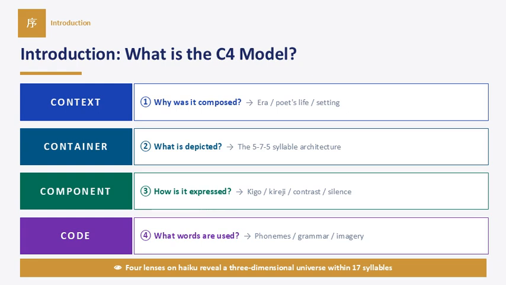Context asks why it was composed. Container examines what is being depicted in the 5-7-5 syllable structure. Component explores how poetic devices create meaning. Code dissects the actual words, their sounds, grammar, and imagery. Together, these 4 lenses reveal a 3-dimensional universe within 17 syllables.